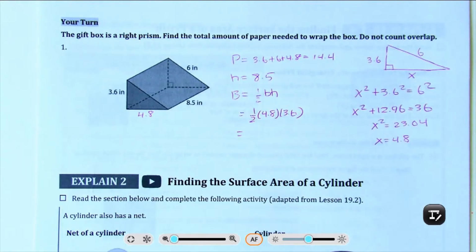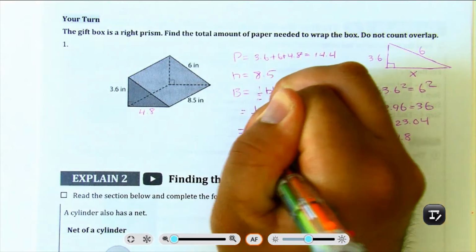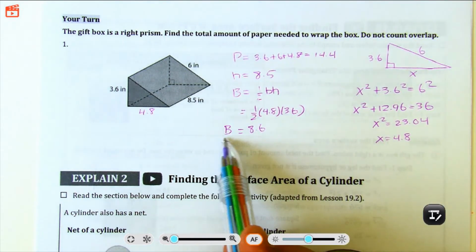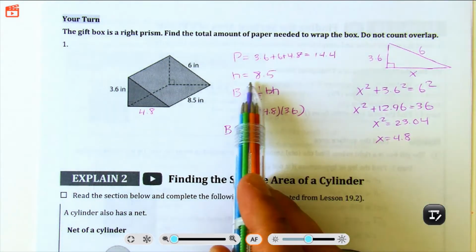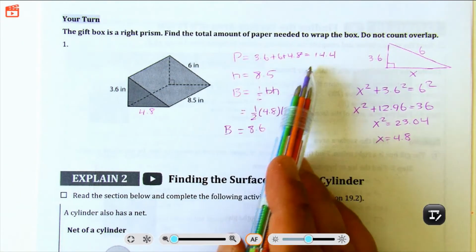And if we do this on the calculator, 1 times 4.8 times 3.6 divided by 2 ends up being 8.64. Or if I round to the nearest tenth, it'll be 8.6. So that is what B is. So the area of the base. Area of the base is 8.6. The height of the object is 8.5, and the perimeter is 14.4.